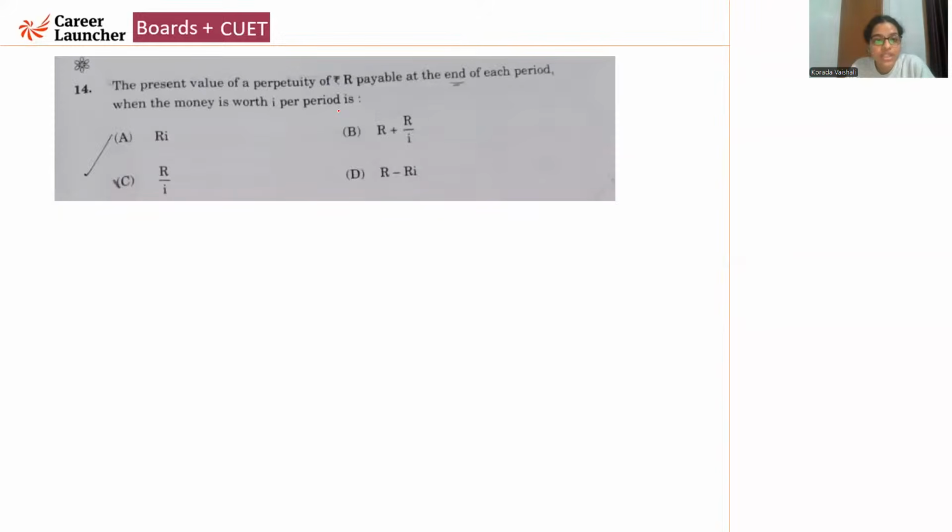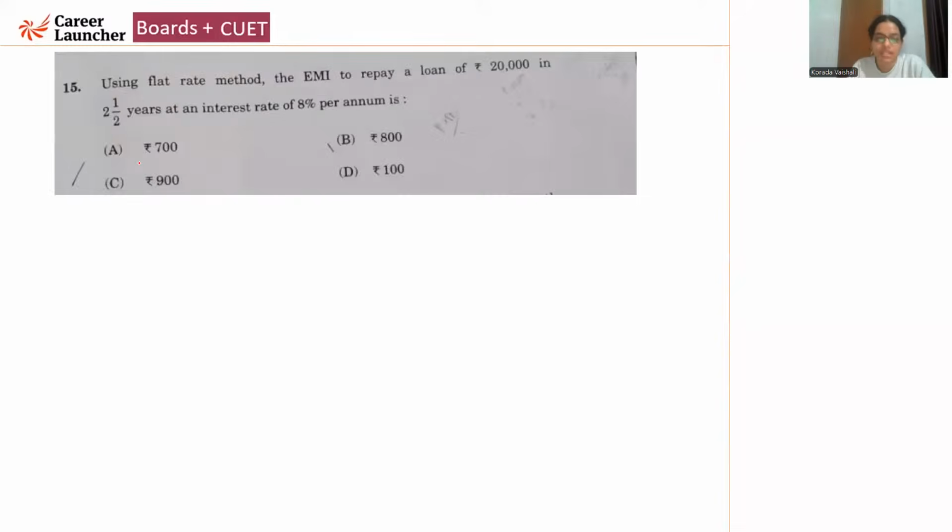Question number 14 is the present value of the perpetuity at the end. So it is going to be R by I. So it means quite a few questions are straightforward, formula based. So you can say the paper is basically easy to moderate. It is going to be a bit calculative, but it was not difficult. So now the next question is question number 15.